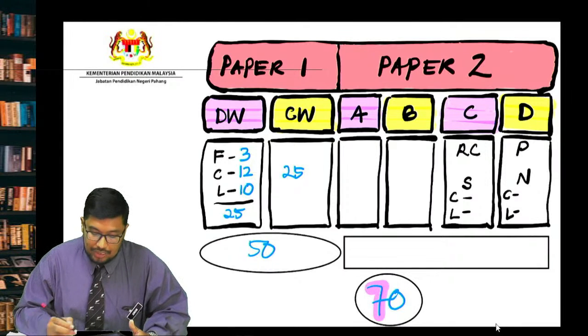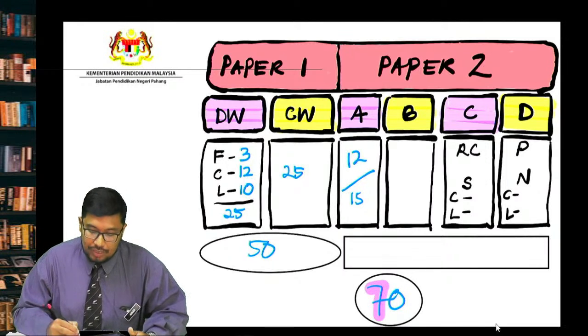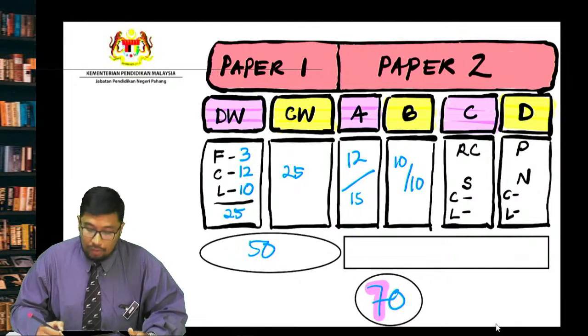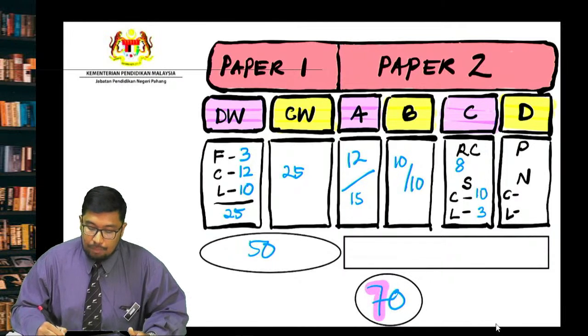For paper 2 section A, make sure out of 15, you get 12. And for section B, make sure you get 10 out of 10. For the reading comprehension question, out of 10 marks, you must get at least 8. And for summary, you must get all the content points and also a language mark of 3. Poem, you must score the full marks. And for novel, make sure you score at least C7.